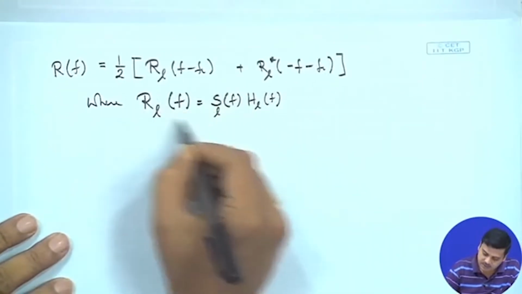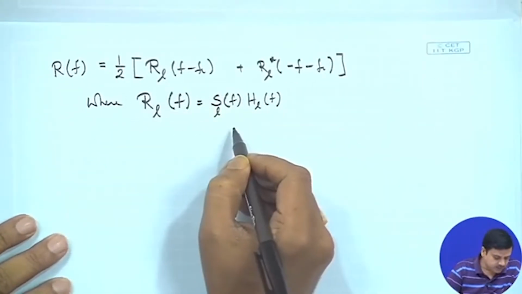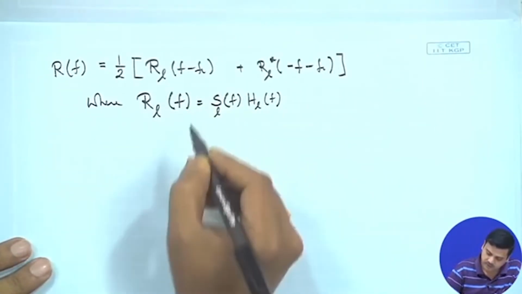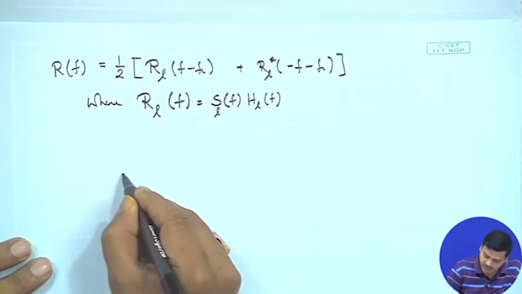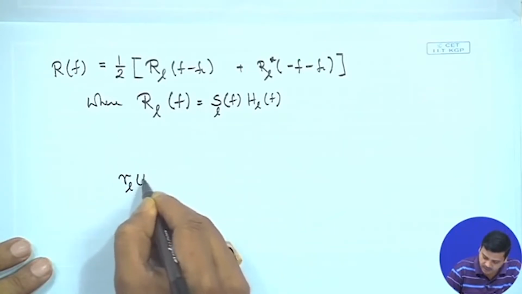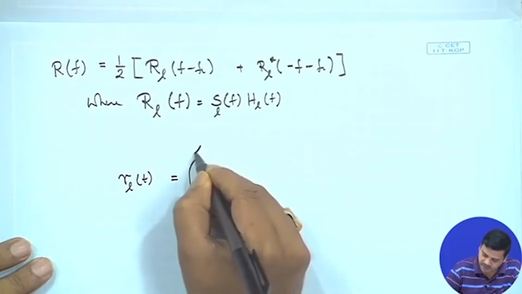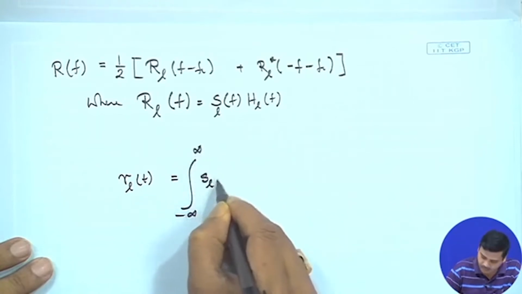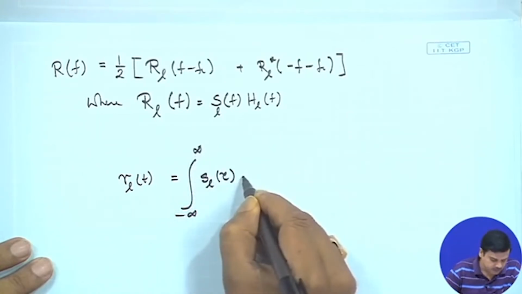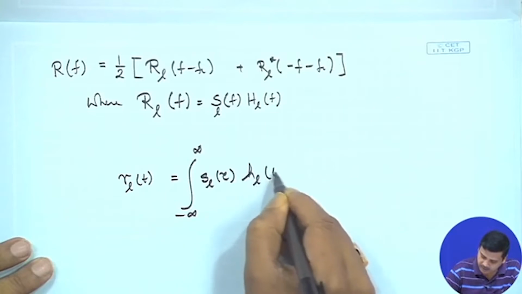And since this is a multiplication in the Fourier domain, in the frequency domain, we have R_L(t), which we had defined before. We could write this as the convolution of S_L(t) and H_L(t).